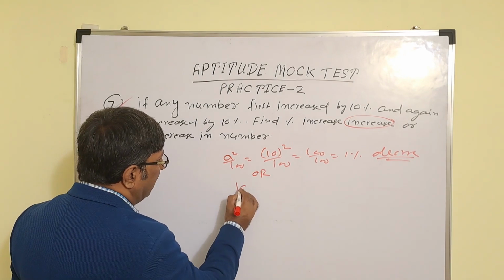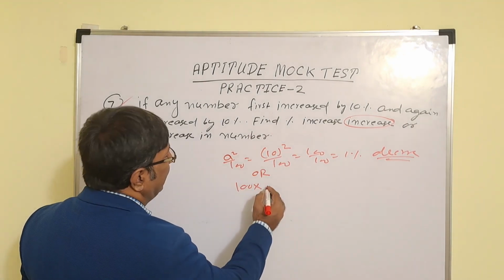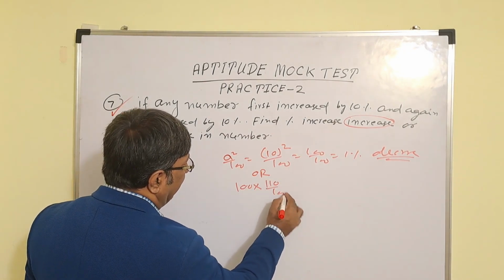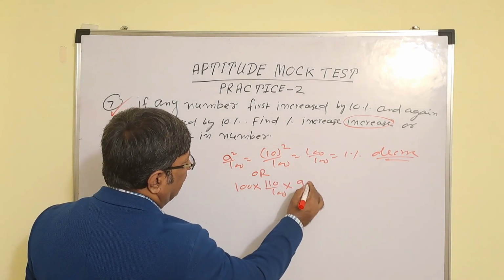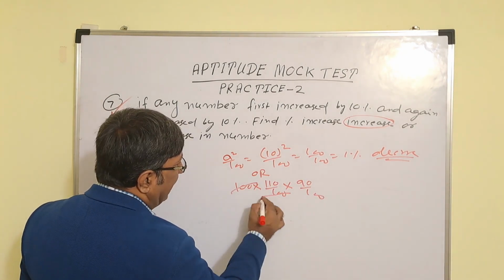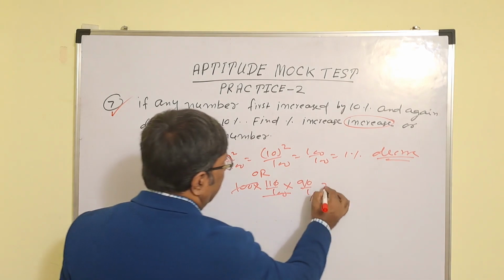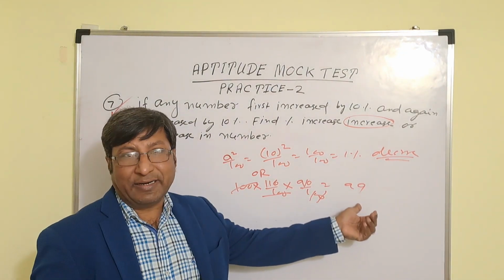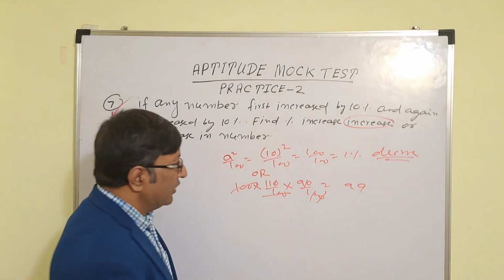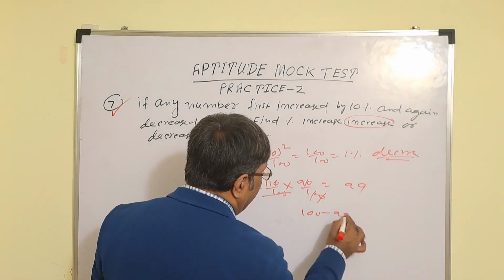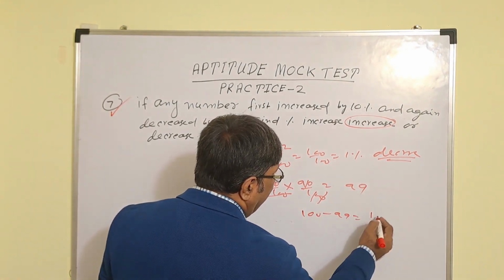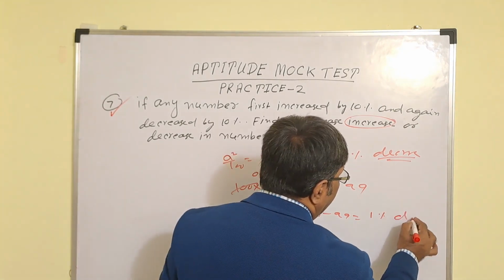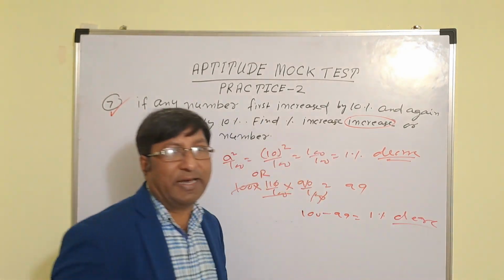Suppose the total number is 100. 10% increase, this is 100 plus 10 by 100. 10% decrease, so this is 90 by 100. This cancels and this 20 cancels. This is how much? 99. So 100 becomes 99. So how much decrease? 1. That is 100 minus 99, that is 1. 1 in 100, so this is 1%. So this is our correct answer.